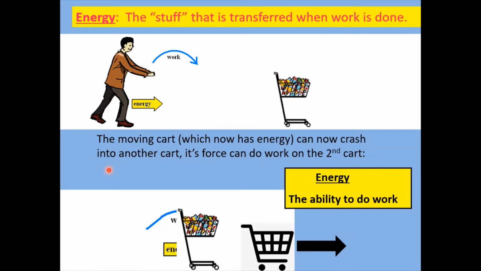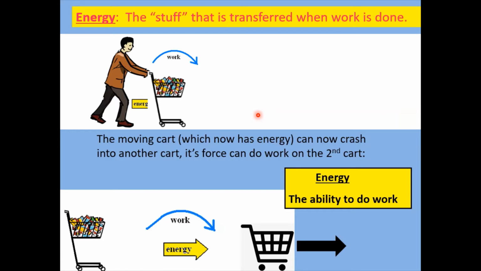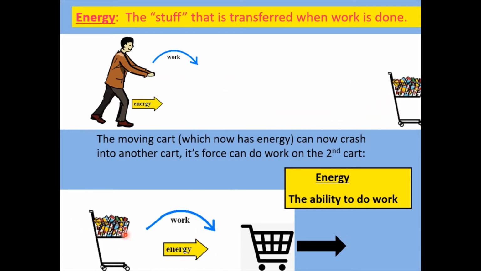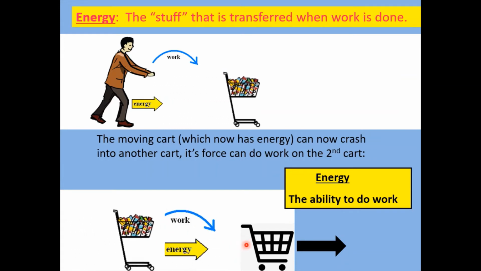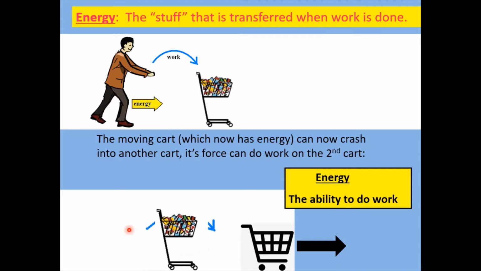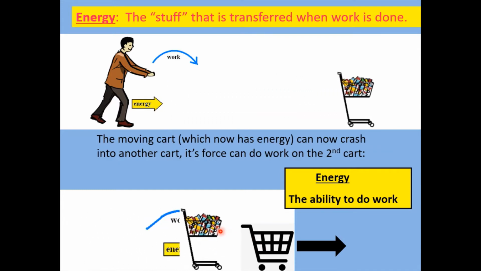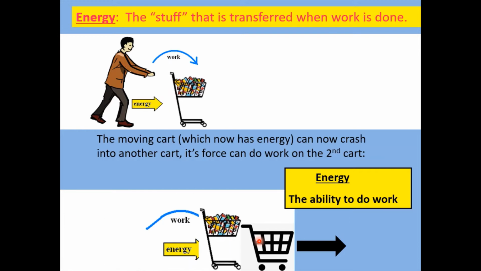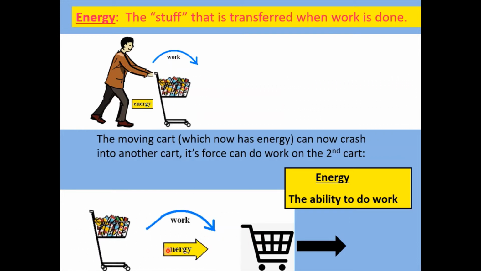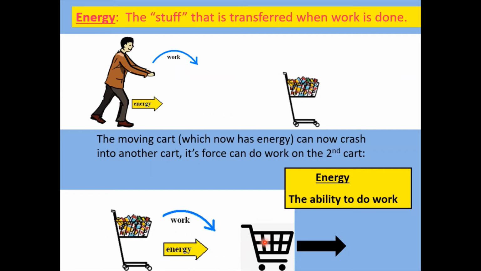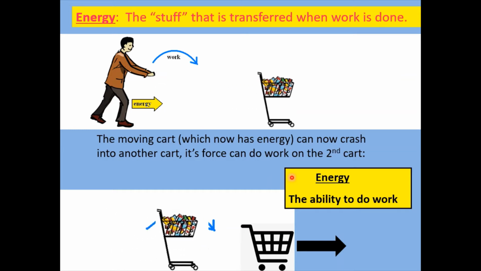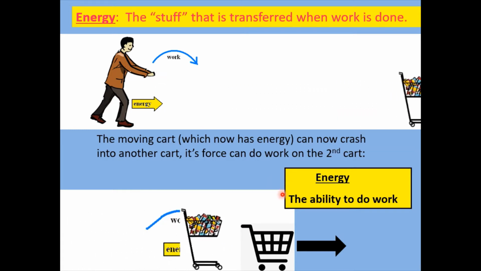Now, we can take this a step further and think about what does this moving cart do as it rolls across the store? Well, imagine this cart bumped into another cart that just happened to be sitting there. Well, our moving cart would then do work by creating a force and pushing on this cart. And therefore, by doing work on the second cart, it would transfer energy to the second cart. So this is sort of a functional definition of energy. Energy is the ability to do work.